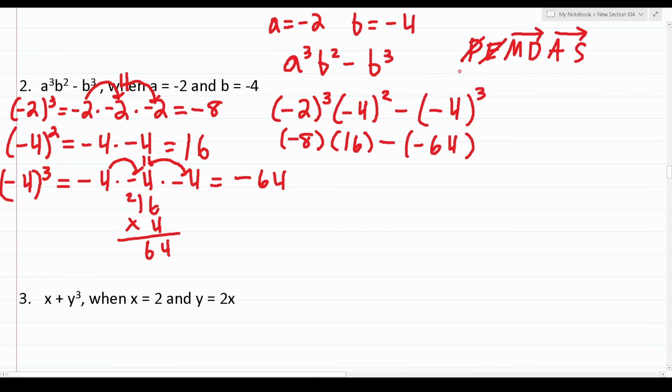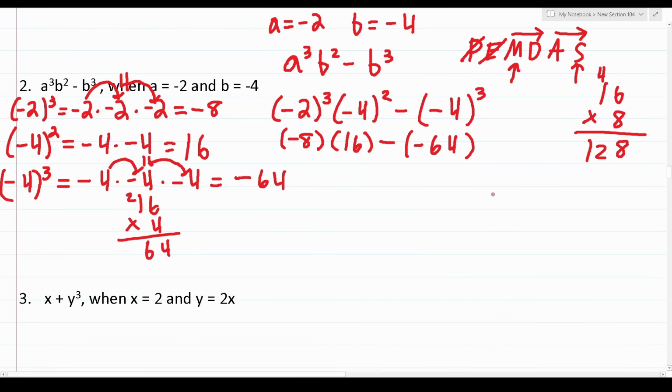The next thing to work on in our order of operations is multiplication and division as they appear in the expression from left to right. We have negative 8 times 16 here, and then this is minus, minus, so that's subtraction. So we've got to take care of our multiplication before we can work on our subtraction. And I'm going to do that off to the side. Negative 8 times positive 16. That's going to result in a negative number. So 16 times 8. 8 times 6 is going to be 48. Carry a 4. 8 times 1 is 8, 9, 10, 11, 12.